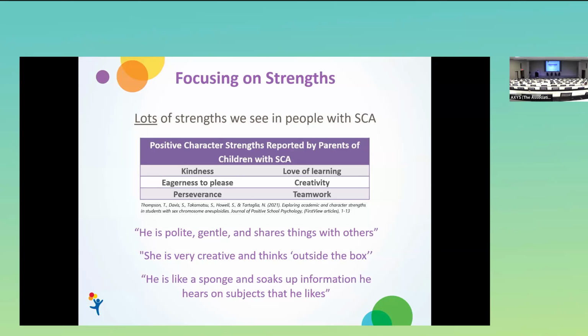And we have a couple quotes from parents as far as describing their child. He's polite, gentle, and shares things with others. She's very creative and thinks outside the box. He is like a sponge and soaks up information he hears on subjects that he likes. And so there's a lot of positive character strengths that we hear reported from parents when they're describing their child. It's not just about risks of problems.